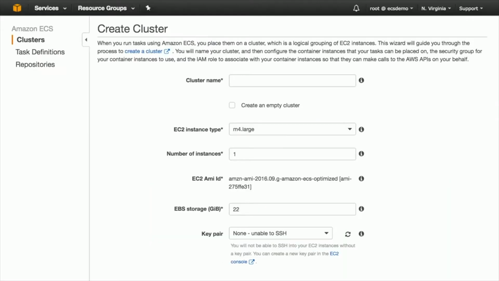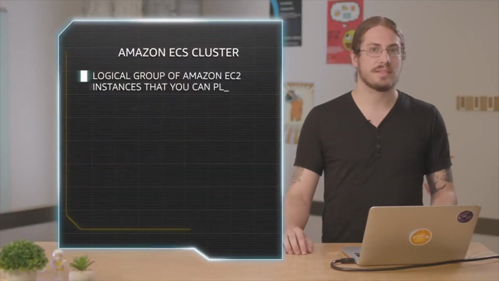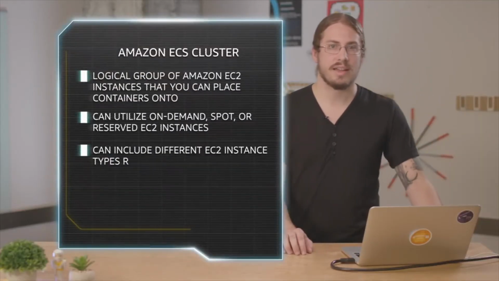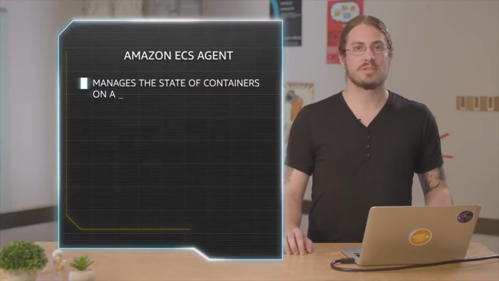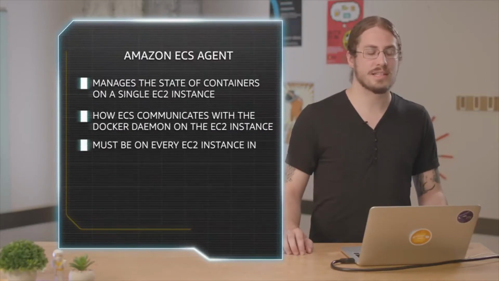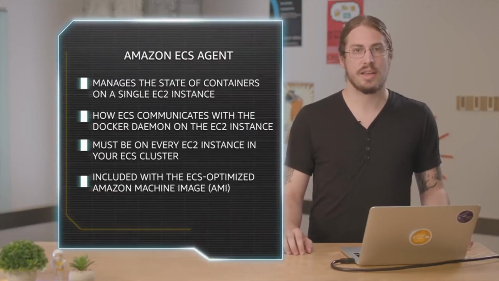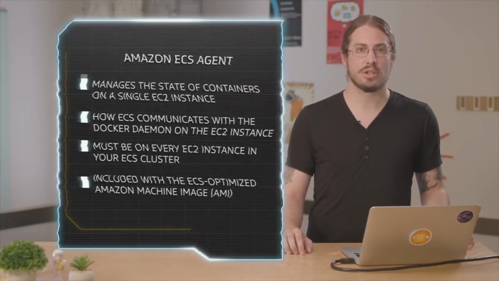To get started with ECS, you first need to create a cluster. An ECS cluster is just a group of instances that each run Docker and a lightweight agent provided by ECS. The agent reports back to the centralized ECS control plane to tell it the status of any running containers on the machine, as well as receive instructions to launch more containers.